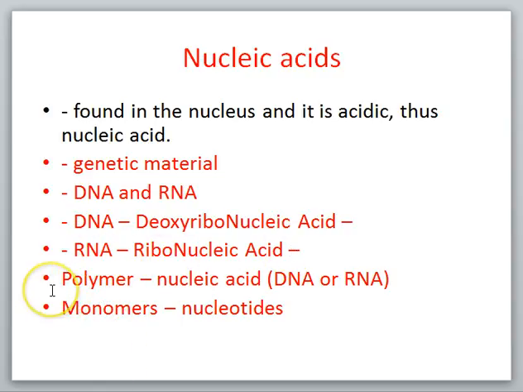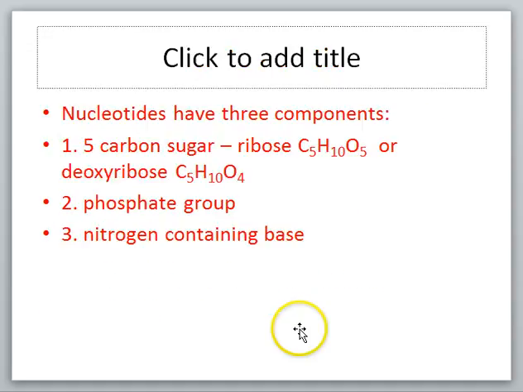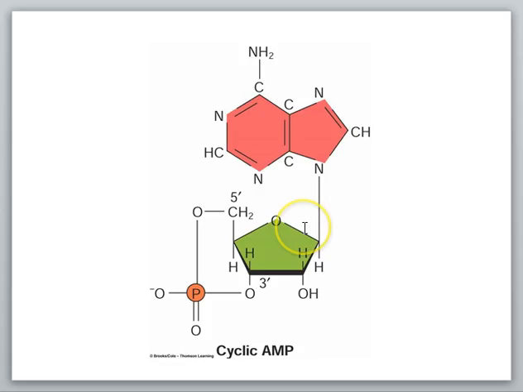And again, I want you to be familiar with the example of polymer and monomer for all these different categories. Our polymer here is the nucleic acid. This is the DNA or RNA. The monomers are units called nucleotides. Okay, now the nucleotides have three components to them. They have a 5-carbon sugar, either ribose or deoxyribose sugar, a phosphate group, and a nitrogen-containing base. Okay, here's the diagram from your textbook showing this. So you've got phosphate, sugar, and a nitrogen-containing base.